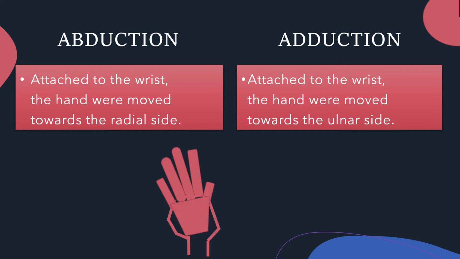And this is your left hand, and this is your ulnar side, and this is your radial side. Attached to your wrist, if your hand is moved towards the radial side, that is hand abduction. If your hand is moved towards the ulnar side, it is hand adduction.